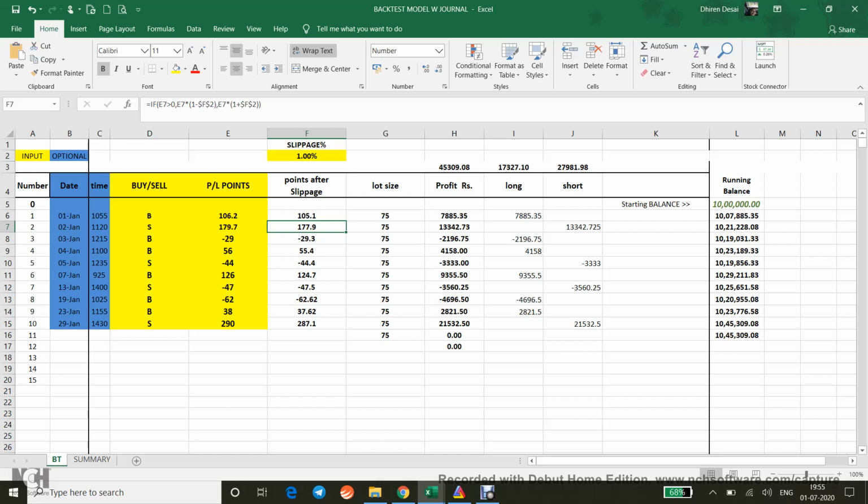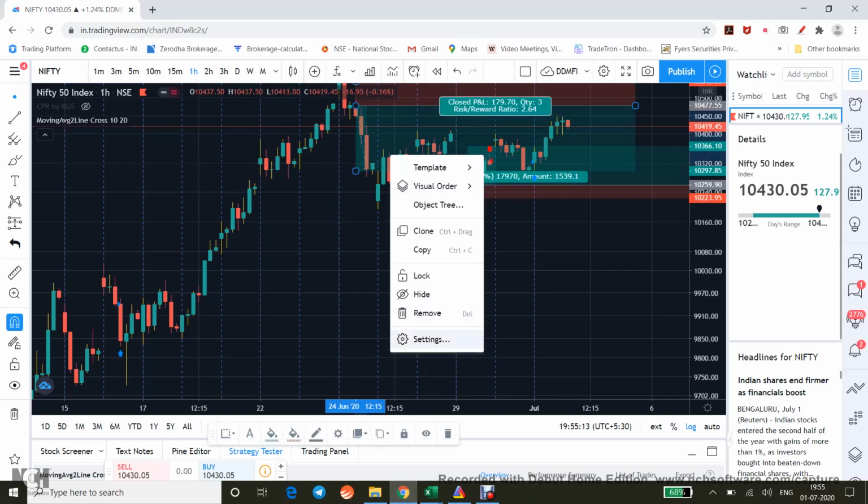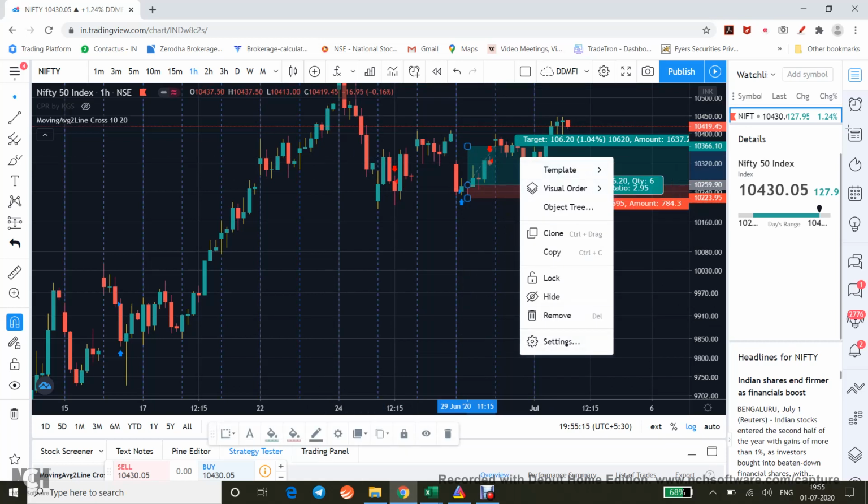So today I'm going to discuss nothing but a simple backtesting Excel, which will be there in the comment section. Along with that, there's a blank trade journal as well. So one can actually maintain a trade journal and see how they have been performing over a period of time. It is a very simple thing.